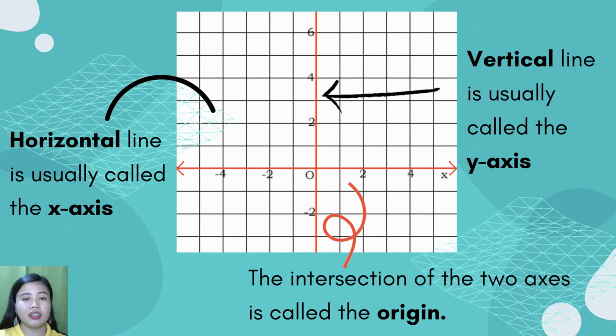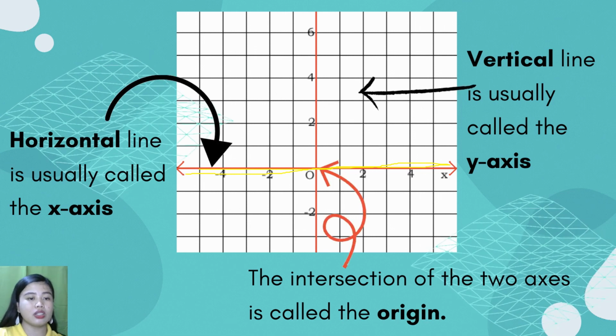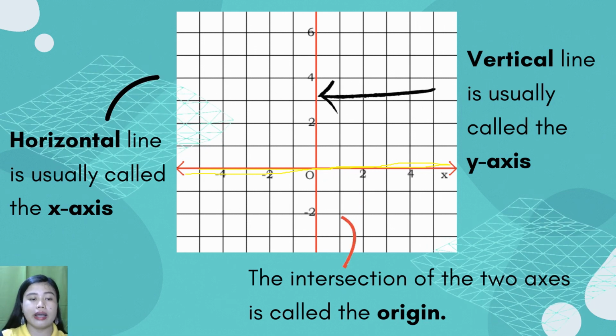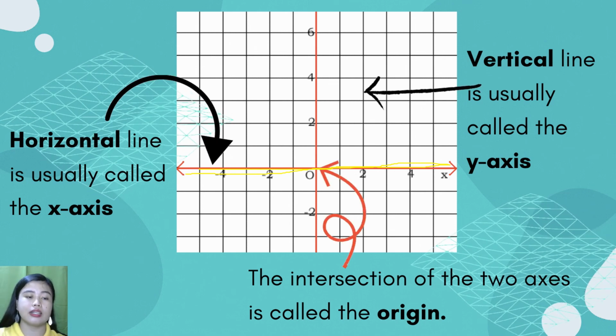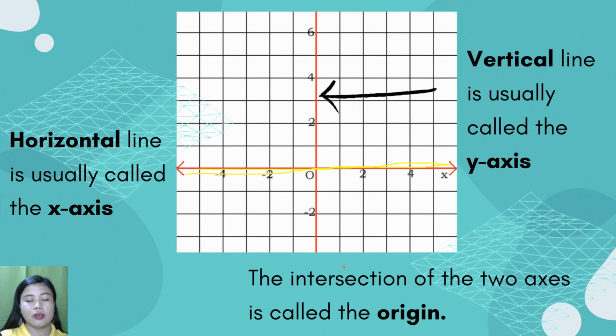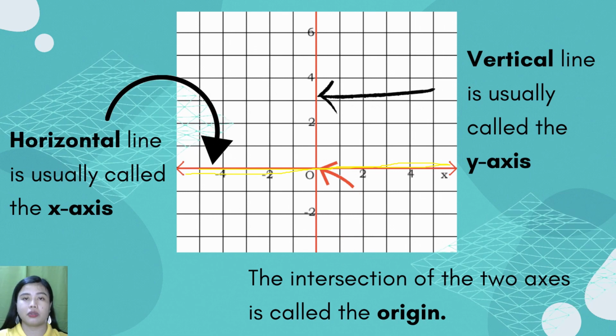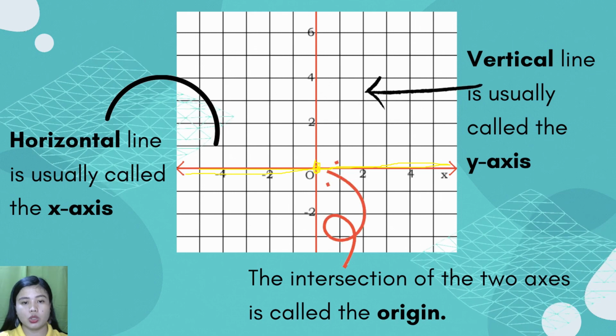Let's explore the Cartesian plane. The horizontal line is usually called the x-axis. Take note of that: when we refer to the horizontal line, it is the x-axis. The vertical line here is called the y-axis. And the point of intersection is called the origin. So this is the origin here.